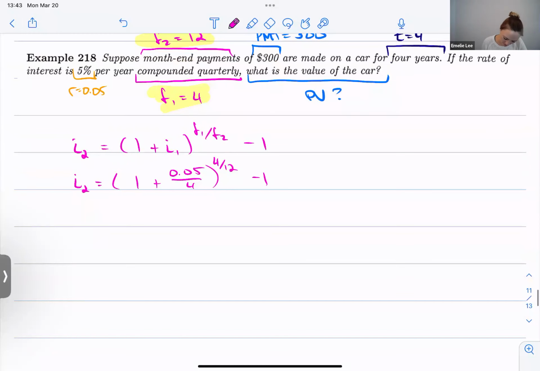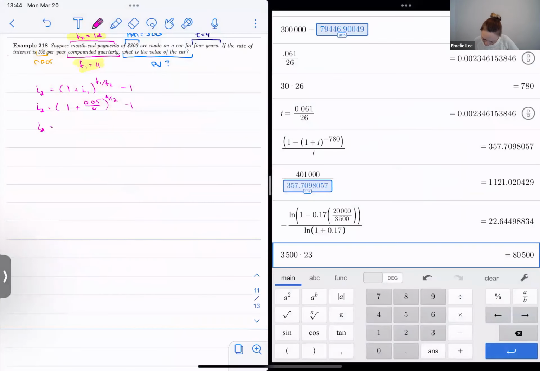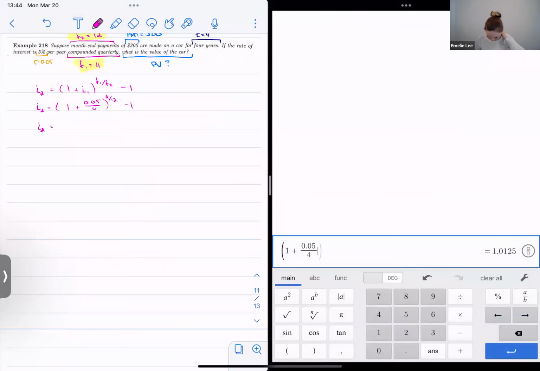And so here, I2 is gonna be, and maybe I'll clear all here, 1 plus 0.05 divided by 4 to the power of, and make sure that you stay in the power for 4 over 12. 4 divided by 12, right? Notice how it shows that it's all in the power. Then you have to step it down minus 1.